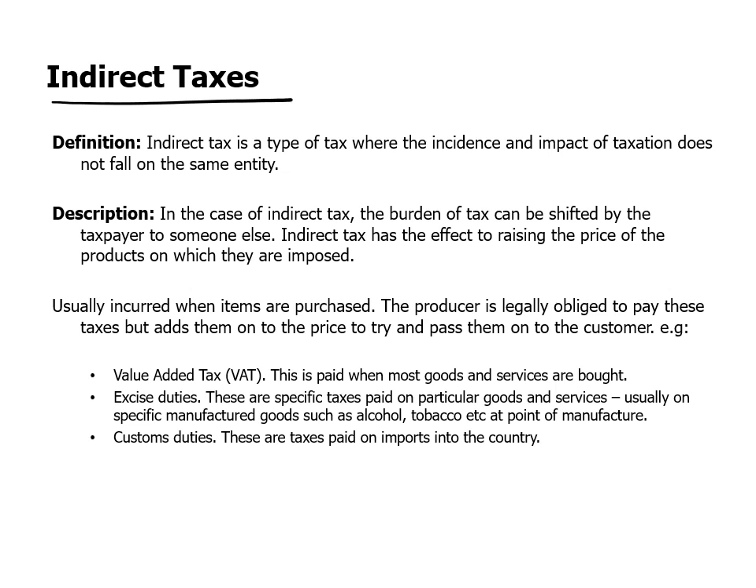Now, an indirect tax is a type of tax where the incidence and the impact of taxation does not fall on the same entity. In the case of indirect tax, the burden of the tax can be shifted by the taxpayer to someone else. So an indirect tax has the effect of raising the price of the products on which they are imposed. So look at what happens in the case of an indirect tax. Say I charge a corporation £5 for selling a particular item.